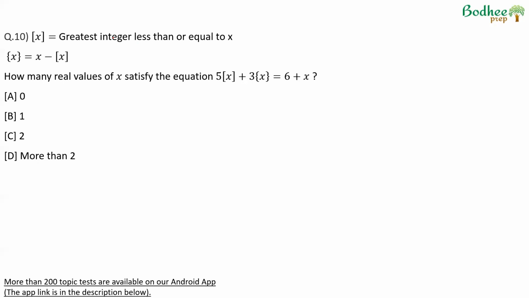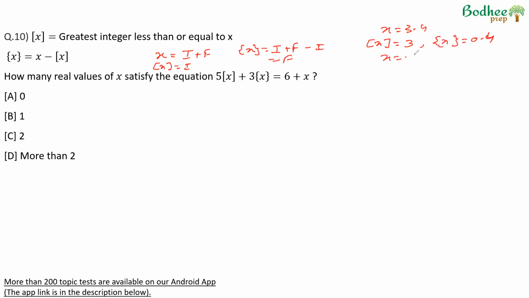Greatest integer less than or equal to x is the square bracket function. Curly bracket x is x minus the greatest integer of x. Now any real number x can be written as integral plus the fractional part. The greatest integer function will return the integral part, and therefore curly x will return x minus integral x, which is the fractional part. For example, when x is equal to 3.4, square bracket x will return 3, the integral part, and curly bracket x will return 0.4, the fractional part.